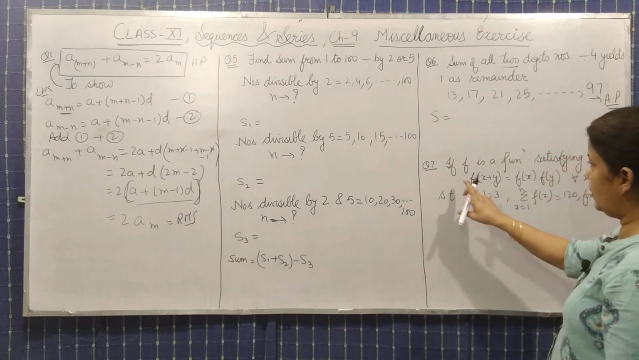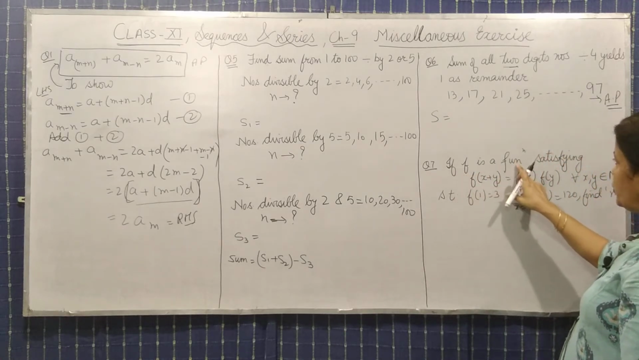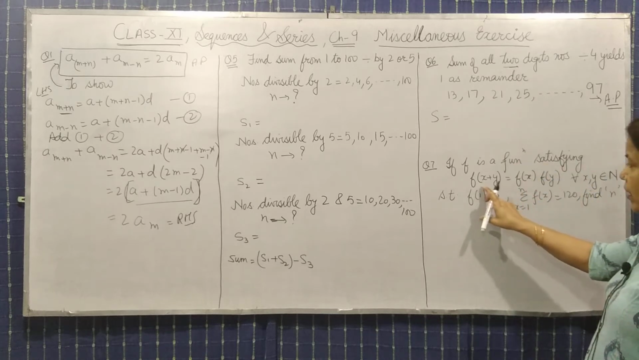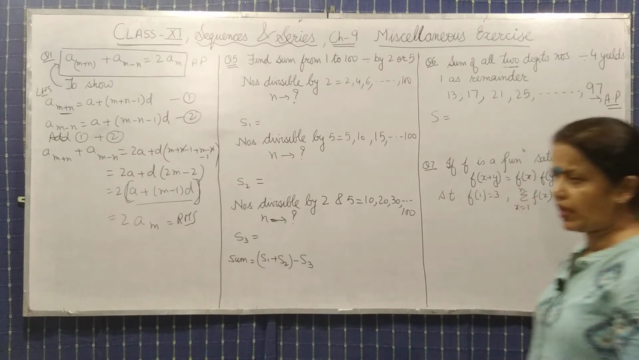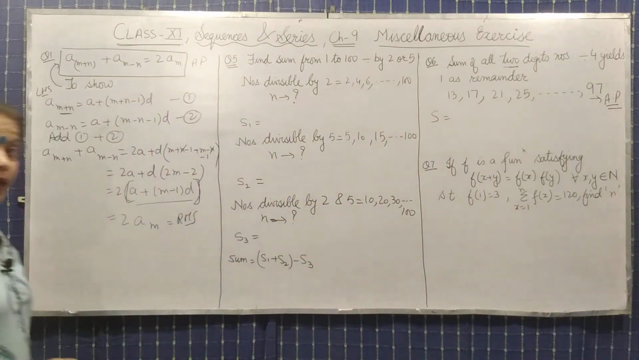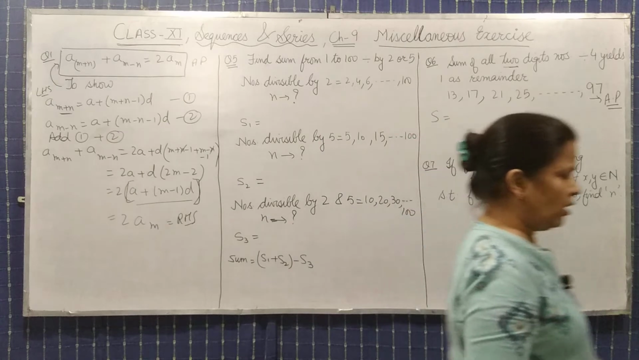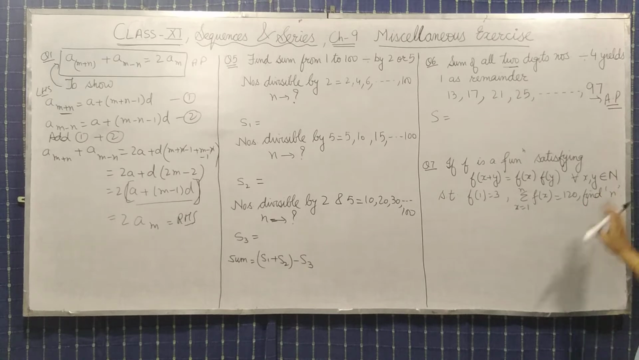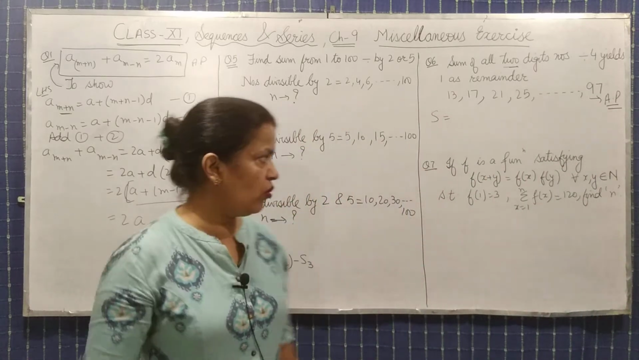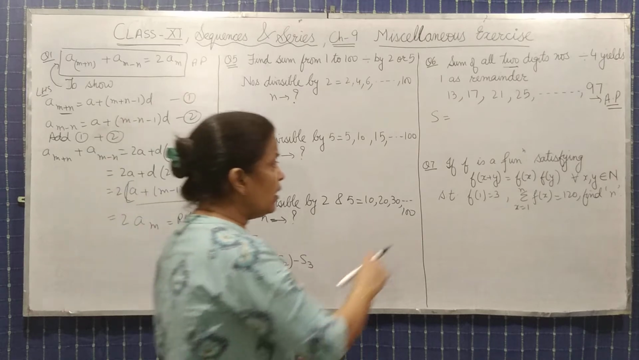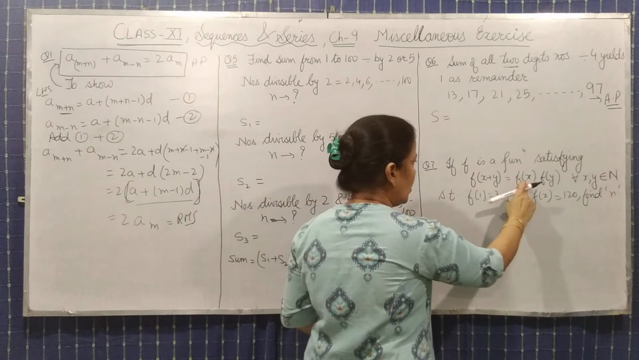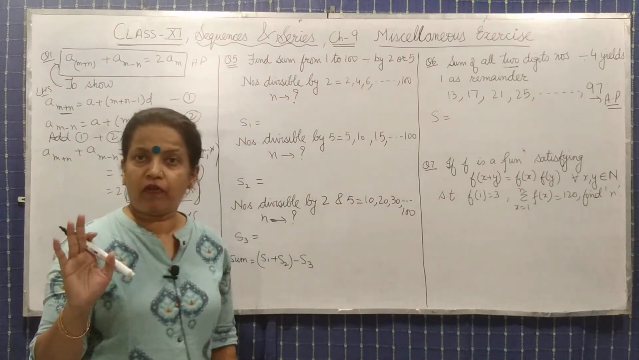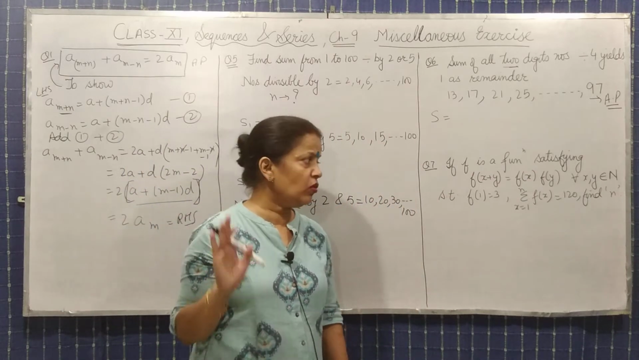Question 7th. In question 7th, this is given: if f is a function which satisfies f(x plus y) equals f(x) f(y) for all x, y belongs to natural number such that f(1) equals 3 and summation of f(x) from 1 to n is 120, then find the value of n. So in this, here it is given f(x plus y) equals f(x) f(y). ये दिया हुआ है for all x, y belongs to natural number.